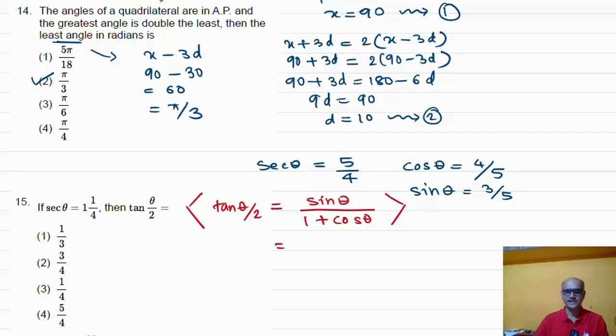So sin theta is 3 by 5, and 1 plus cos theta is 1 plus 4 by 5. After taking LCM, 5 gets cancelled. 3 by 5 plus 4, 9. Cancel, you will get 1 by 3. So option 1 is our answer. Option 1 is our answer. Clear?